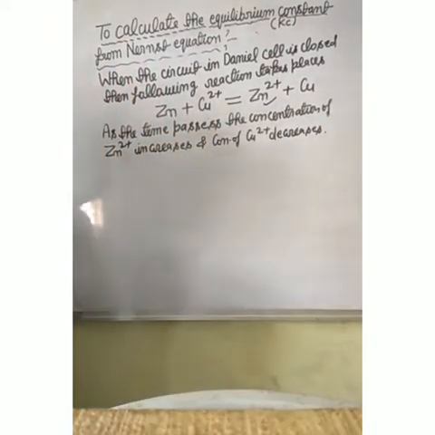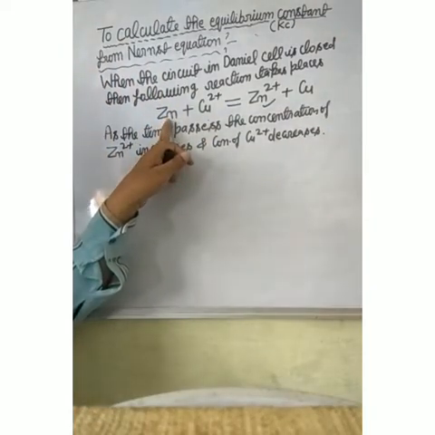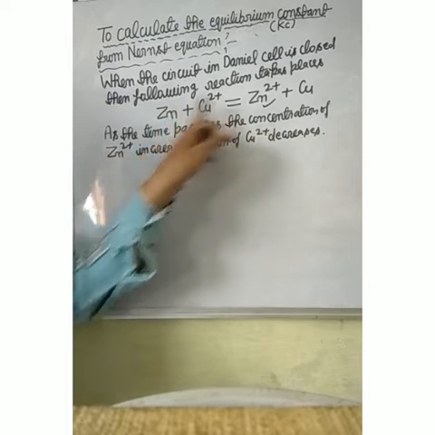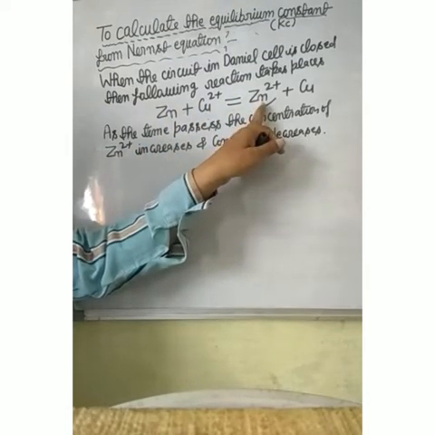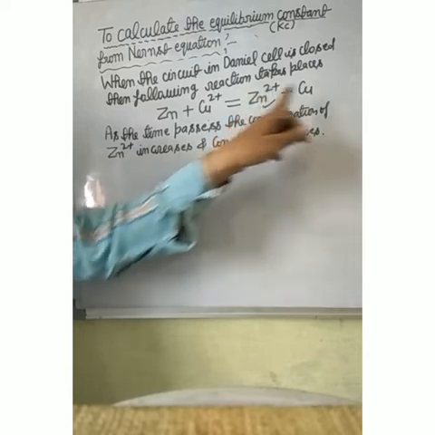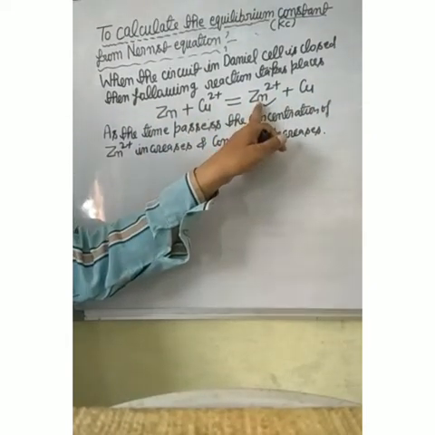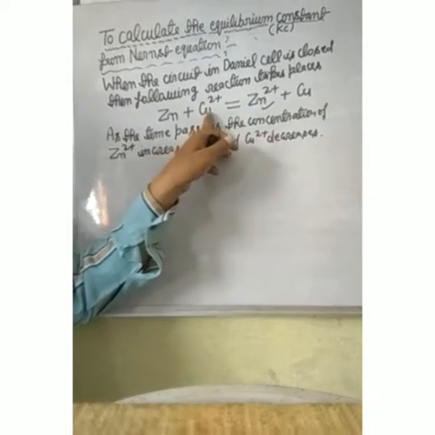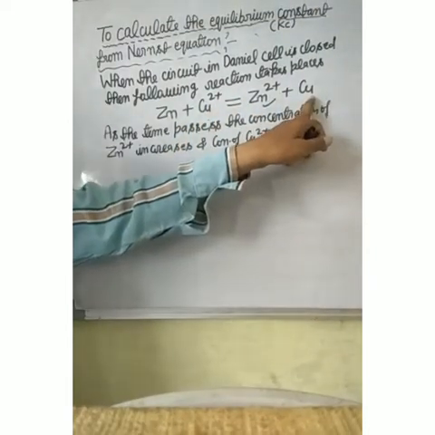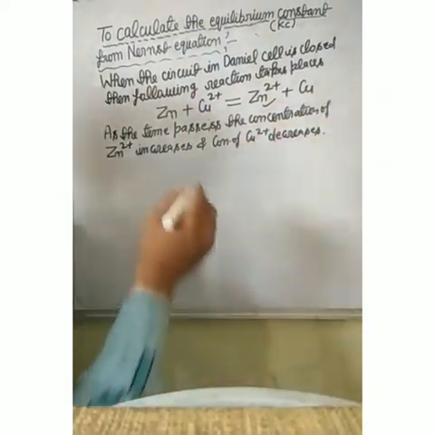Once again listen to me. Here zinc metal is present, but it is converted into zinc ion in the product. And here copper ion is present, but it is converted into copper. So on the product side, concentration of zinc ion increases and concentration of copper ion decreases. The reading on the voltmeter keeps on decreasing.